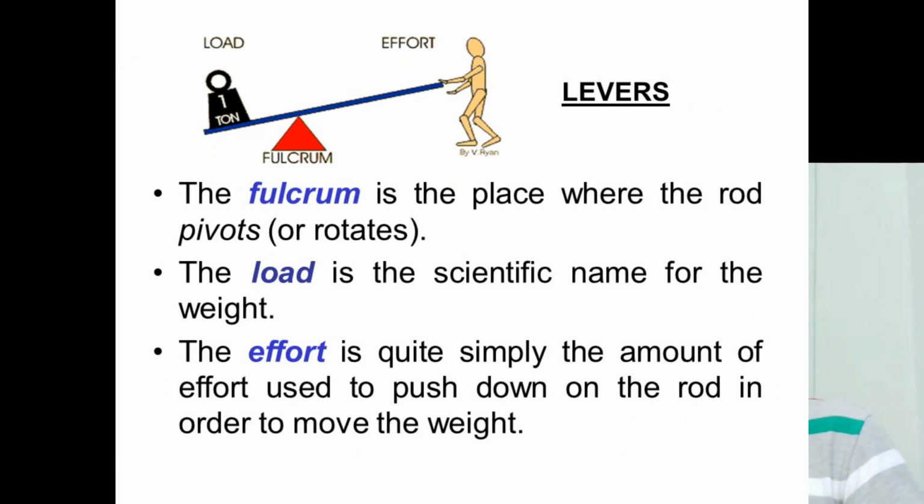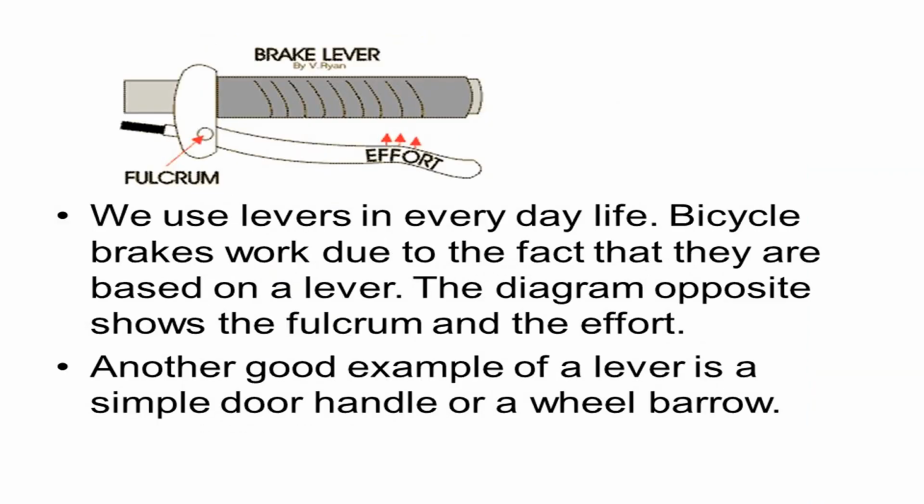We have the fulcrum, which is the triangular shape there, where the rod or the lever will rotate. The load is the weight. And the effort is the amount of energy that you put in to push the rod. We use levers in everyday life. The bicycle brake works on the principle of levers. Other examples are a door handle or even a wheelbarrow. We'll discuss this more when we move into the lesson.